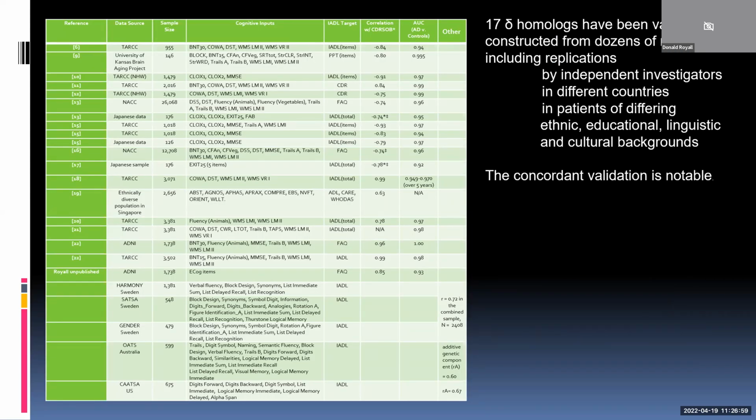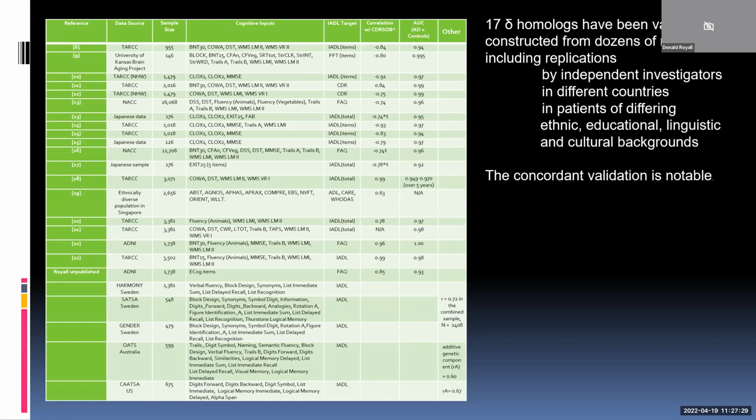I know you probably can't read this entire slide because the print is too small, but this is just a listing of all the D homologs published to date and the data sets they came from and their validation measures. And I just have 3 or 4 points to make out of this. The first is that it's not just Ray and I. All over the world, people are building D homologs from whatever data sets they have available.